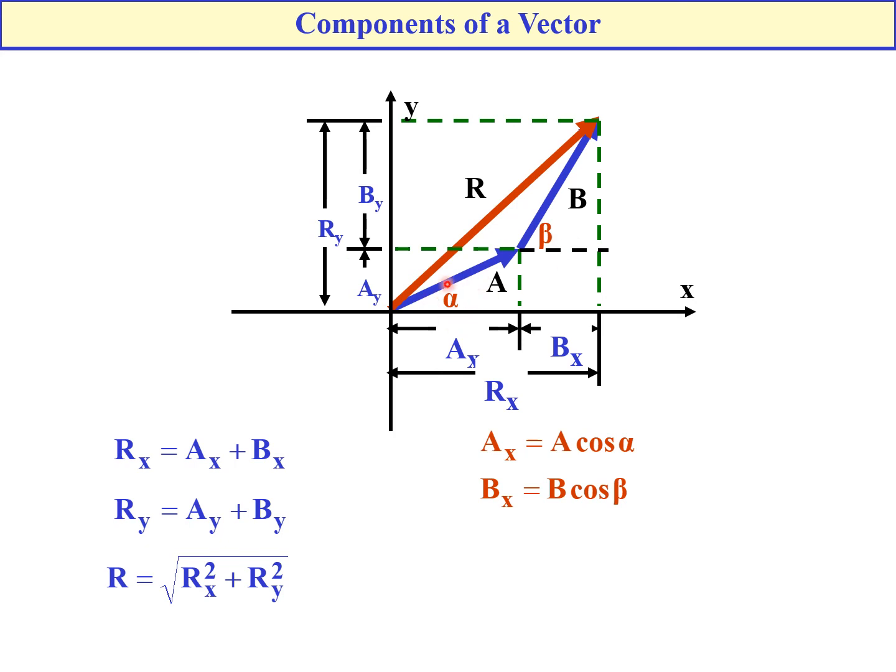So don't use alpha for vector B, because that's not the angle. So the X component and the Y component for each one of those, and then they add together in the X direction, they add together in the Y direction, and that gives me the total in the X and the Y. And then we use the Pythagorean theorem to figure out the resultant of the vector.